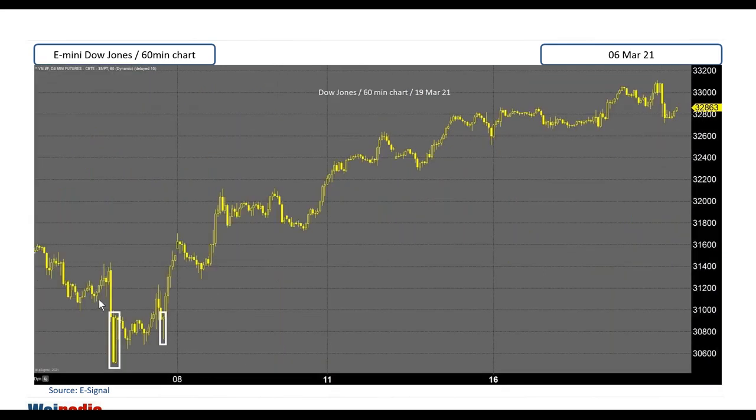Now, if you could see here, after some time has passed, about 2 weeks, the market today is nearing about 33,000 again. So these are what I call, if you hold for about 3 weeks from now, this is the return, the reward that you could see.